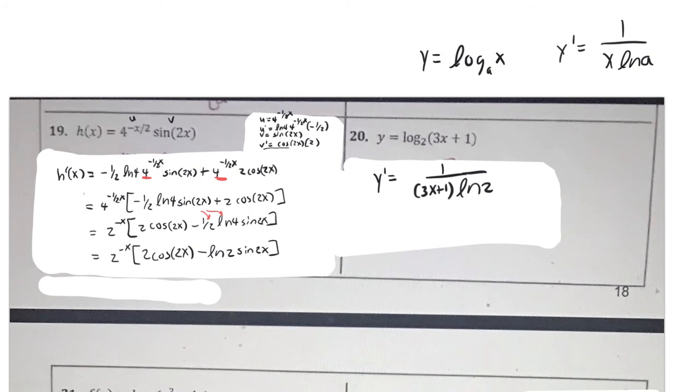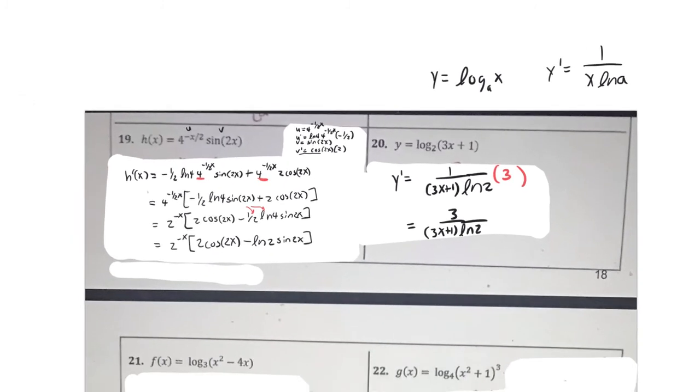Now, that is the structure that we're supposed to use. However, this would be a chain rule scenario because we have a 3x plus 1 as opposed to merely an x there. So you have to do the additional step of multiplying by the derivative of 3x plus 1, which is just 3. Now, a nice way of writing that final answer would be to have the 3 on top, and then we would have 3x plus 1 times ln of 2. All right, so that's that.